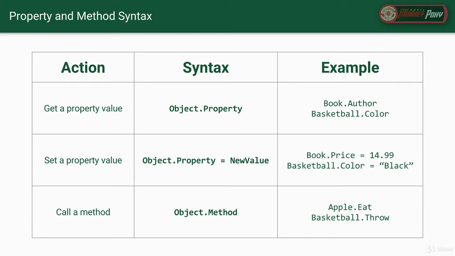A basketball may have a color of orange, but we can always pick up the basketball and paint it and give it a new color of black, right? So some properties can be overwritten. The syntax to set a property value, to give an object property a new value, is very similar. On the left-hand side, we're going to have the object, a dot, and the property. And then unlike the syntax for getting a property, we're going to write an equal sign. And then on the right-hand side, the new value that we want to assign.